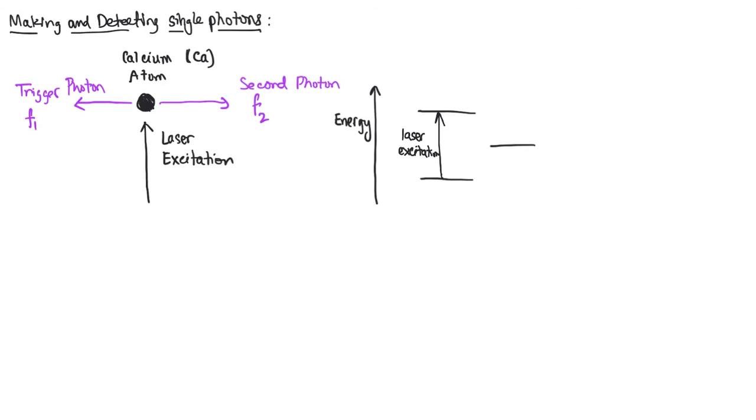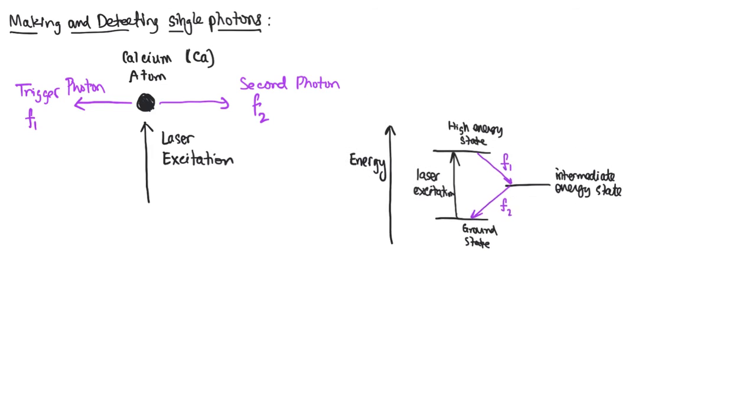And then when that excited atom or that excited electron state de-excites, it does so via a third state, an intermediate state. So in going from the highest energy state to the middle state, you get 1 photon, that's frequency F1, and then going from that intermediate state to the ground state, you get another photon of frequency F2.